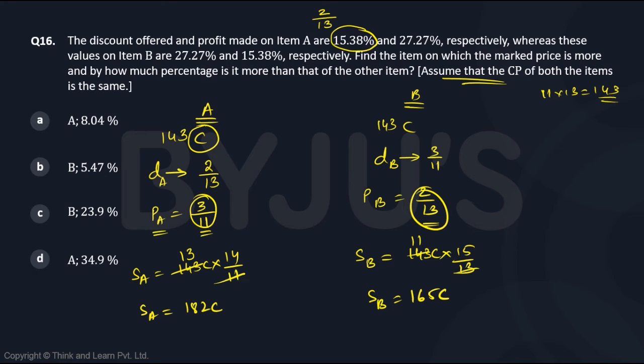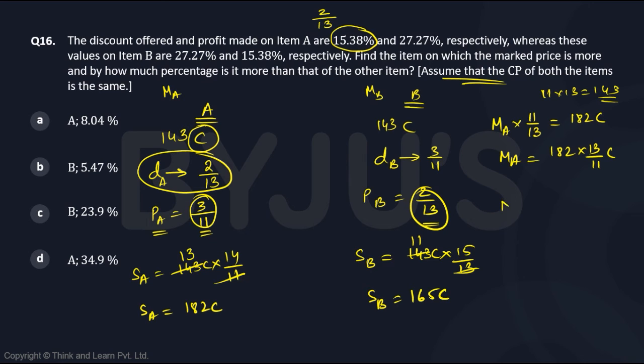Now we need to look at mark price. So if you say mark price of A is MA, mark price of B is MB, then on the mark price you are giving a discount. So mark price of A into the discount is 2 by 13th, which means 11 by 13th is your selling price, that is 182C. So your mark price of A will be 182 into 13 by 11C.